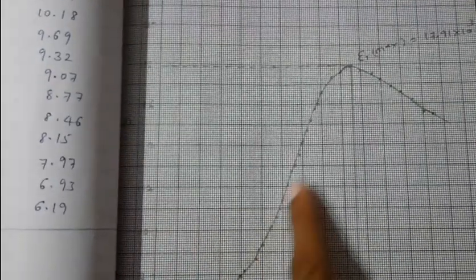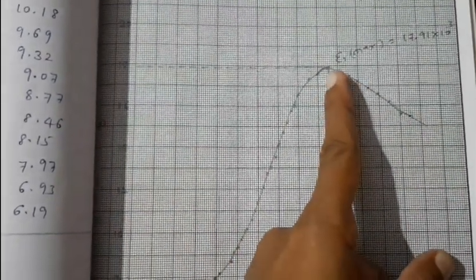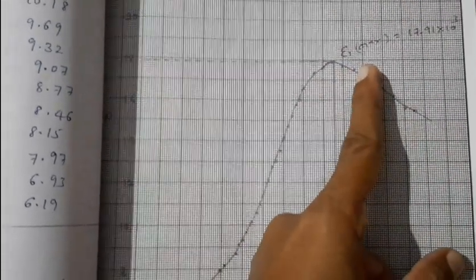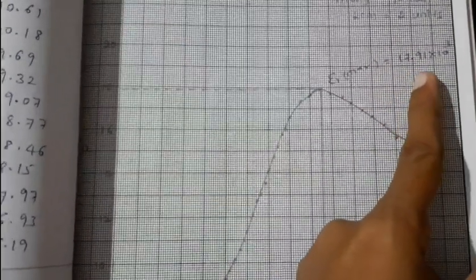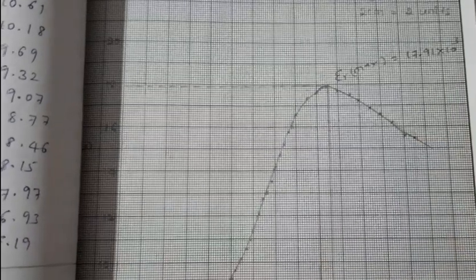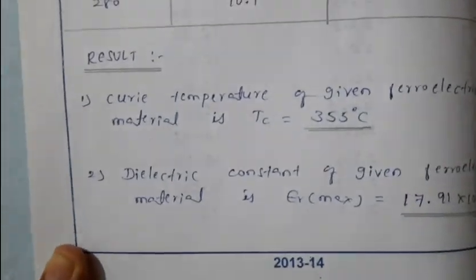Once we plot, we are going to get the peak. This peak corresponds to the maximum relative permittivity, which is about 17.91 into 10 to the power 3. You can write the result here.